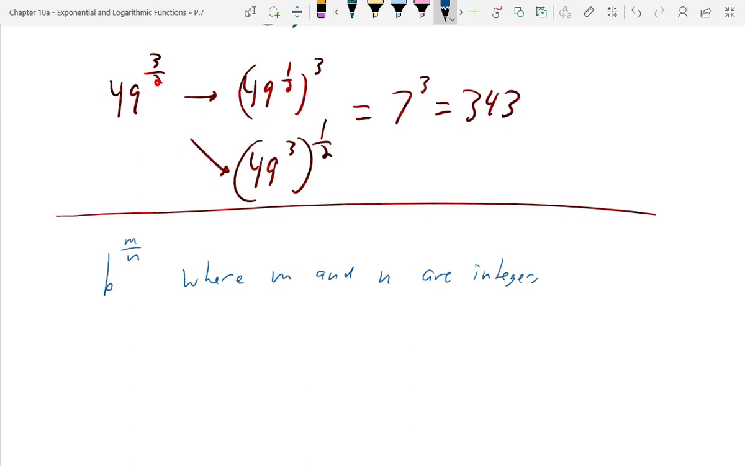The rule b to the m over n is equal to one of two things, and we're going to put them both down. You can say that that's equal to b to the m, nth rooted, or you can say it's equal to the nth root of b to the m. And I think we agreed that this one is easier because making a number smaller before you make it bigger is easier.